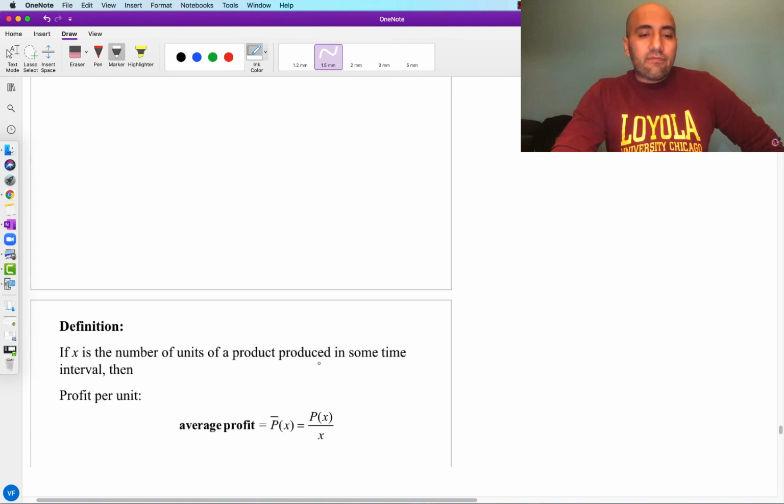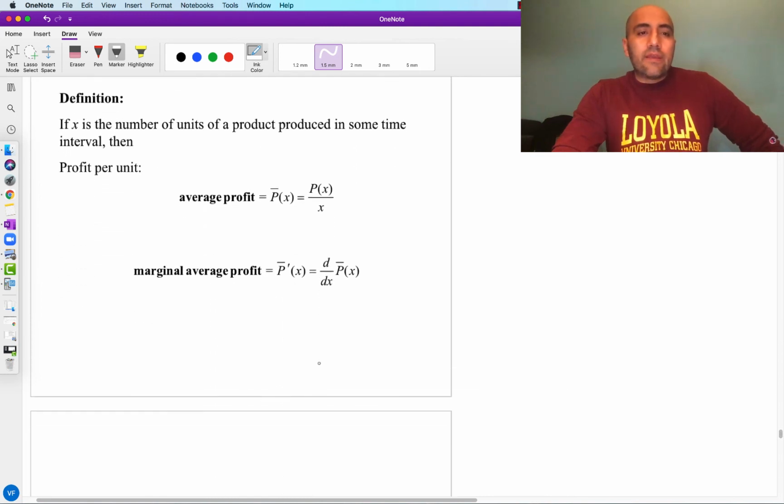And finally, of course, we have profit. If X is the number of units of a product produced in some time interval, then we have the average profit indicated by this equation. It'll be P of X, the profit function, as a function of X units divided by X, and that's again indicated by that little bar. So that little bar in math often indicates average. And then the marginal average profit is the first derivative of the average profit function.